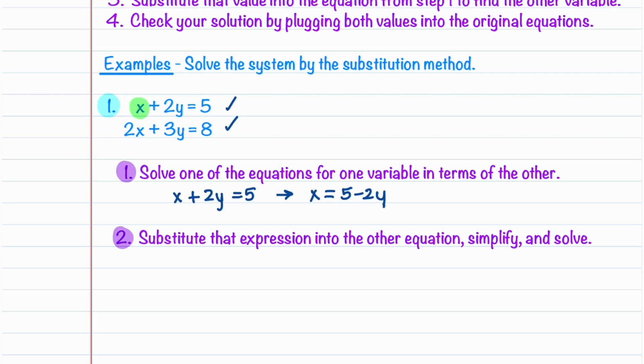Let's now look at our second step. We are going to substitute this expression right here into the other equation, which is our second equation up top. We're going to simplify it, and then we're going to solve that equation for y. Let's go ahead and write down the equation that I highlighted in yellow. It's 2x plus 3y is equal to 8. We're going to take the expression that I highlighted in pink and plug it in for x. This gives us 2 times (5 minus 2y) plus 3y is equal to 8.